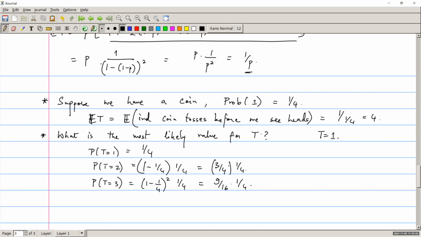Could you explain what you mean by the most likely value for t? So which value of t has the highest probability? What's the value for t that has the highest probability? And that is t equals 1. Okay, does that make sense?